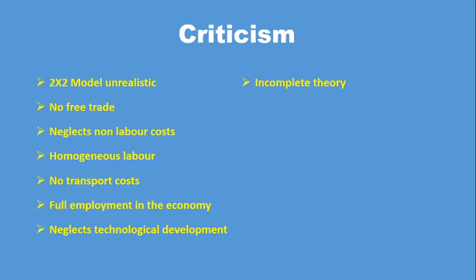This theory is considered as incomplete theory because it considers only the supply side of the international trade and completely neglects the demand side. It assumes demand as a given factor. Next is factors of production used in fixed proportions. In fact, labor is used in variable proportions in the production of commodities.